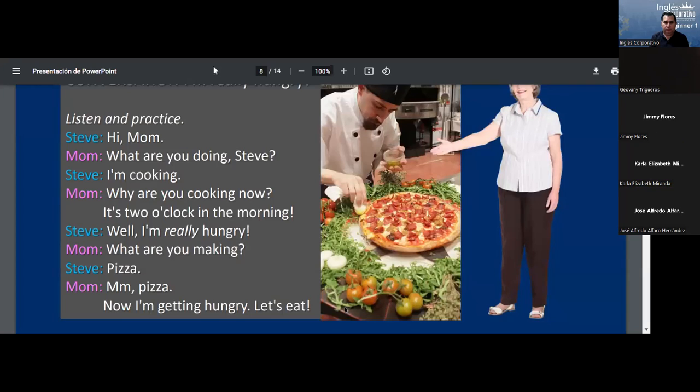Hi, Mom. What are you doing, Steve? I am cooking. What are you cooking now? It's 2:00 in the morning. Well, I'm really hungry. What are you making? Pizza. Now, I'm getting hungry. Let's eat.